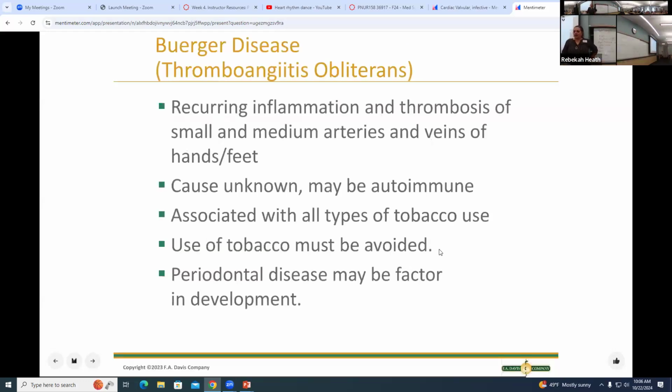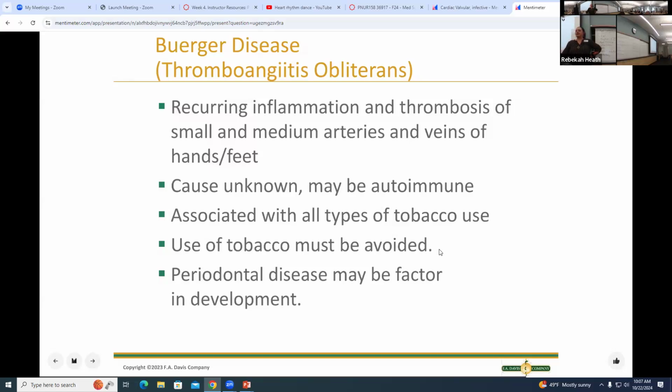Okay, so Buerger's disease, also another inflammatory disease, also probably from an autoimmune response. Usually this one is closely associated with tobacco use, okay?